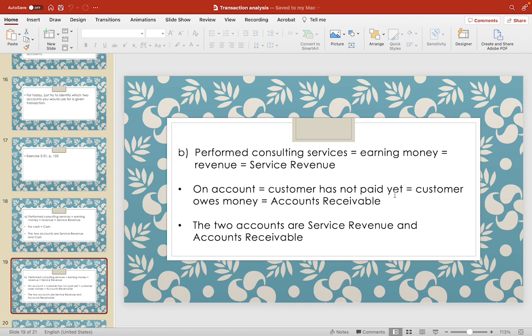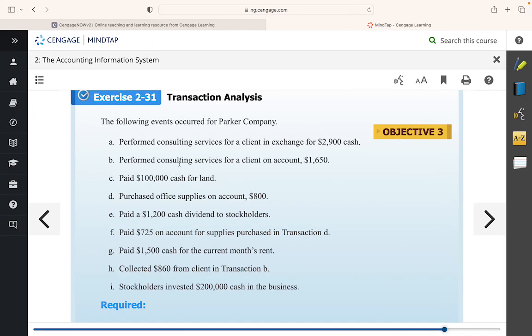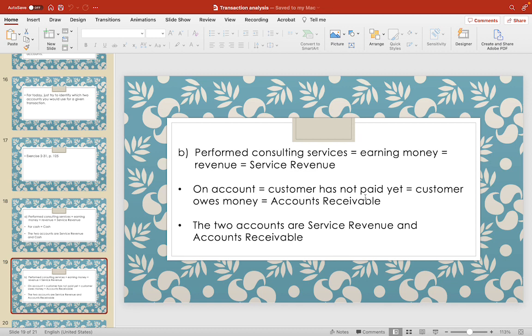If the customer has not paid yet, that means the customer owes me the money. The customer owes the business the money because the business has done their part. Basically, the business entered into an agreement with the customer. The business agreed to provide consulting services for the customer. The customer agreed to pay. The business has done their part. They have performed the consulting services. The client or the customer has not paid yet. So that means the customer owes money to the business.